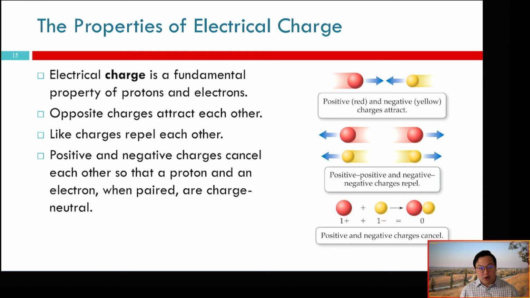So when we talk about electrical charge, it's in some ways similar to magnets, right? If you have the north pole of the magnet, it's going to attract the south pole of the magnet. Opposites attract. Electrical charge works just like that. It's a fundamental property of protons and electrons, and opposite charges attract each other, but like charges, just like magnets, repel each other. So if we combine a positive charge with a negative charge, they cancel each other, so that a proton and an electron, when paired, are charge neutral.